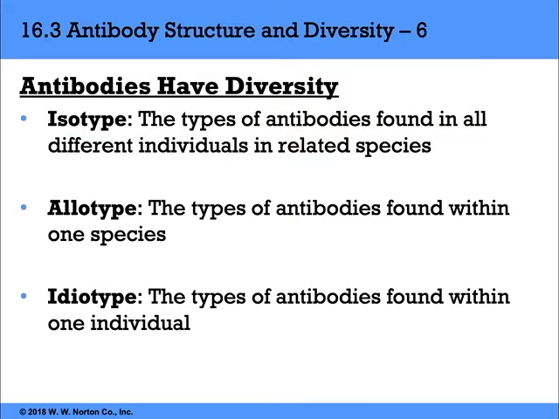An isotype is the type of antibody found in all different individuals in a related species, while the allotype are the types of antibodies within a species, and the idiotype are the types of antibodies found within a specific individual. So, again, not even in identical twins are you going to find that all the immune cells are exactly the same in terms of genetic sequence, because rearrangement at the DNA level is basically a random process until a functioning gene is produced, and then the rearrangement stops.